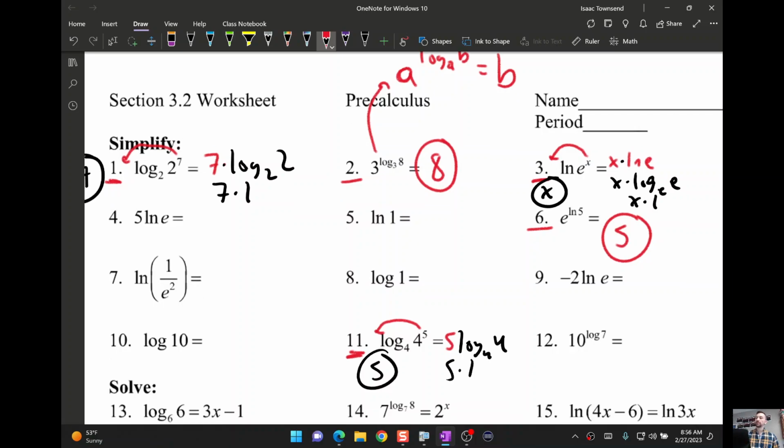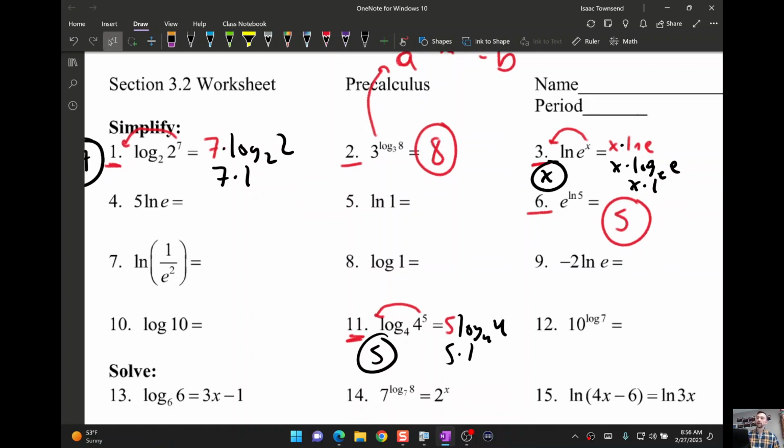And I see one more. What's the other one in question 1 through 12 that's the same thing? Number 12. 10 to the log base 10 of 7, it's just going to be 7. Those are probably the easiest questions as far as amount of work. But if you don't recognize that pattern, if you don't recognize that property, then I guess you could miss a couple points.